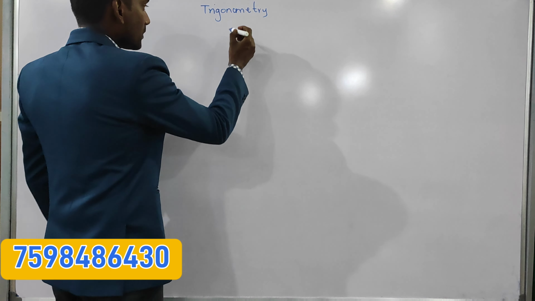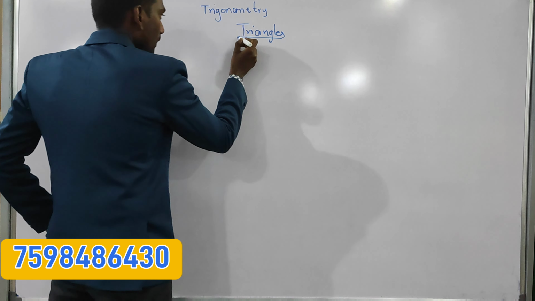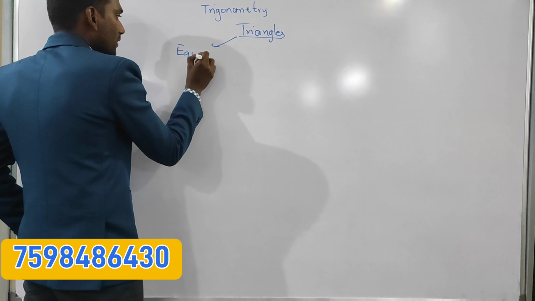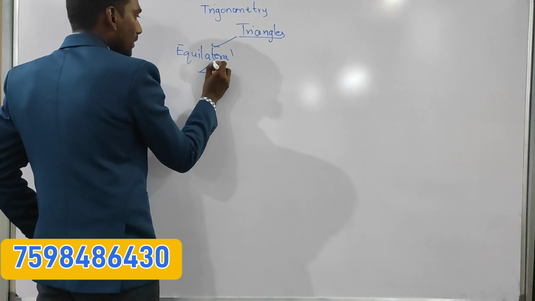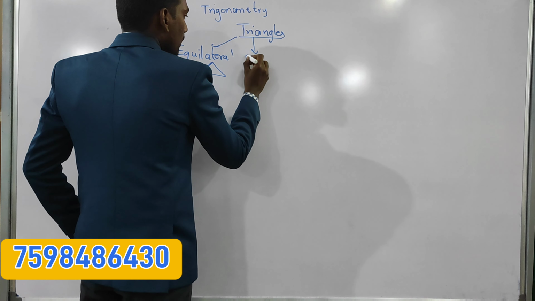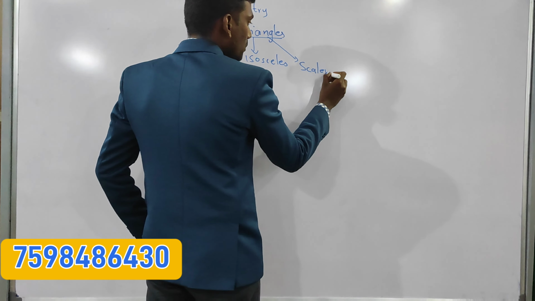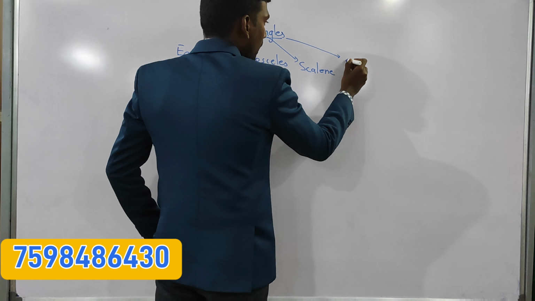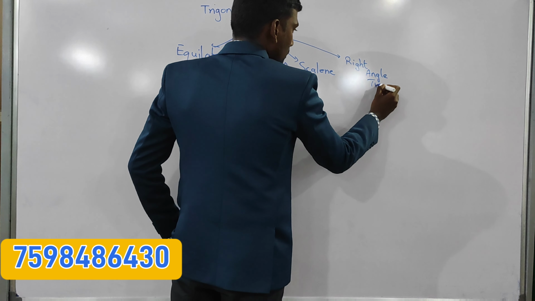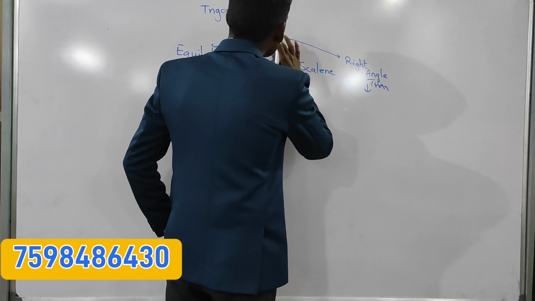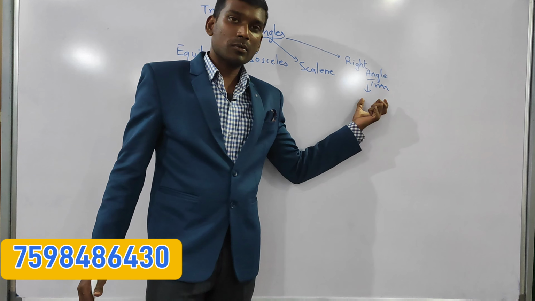Okay, so the first thing is, what are the types of triangles we know? The first triangle everyone is familiar with is the equilateral triangle. In an equilateral triangle all sides are equal and all angles are equal. Next you have the isosceles triangle. Then you have the scalene triangle, where two sides and two angles are equal. And then you have the right angled triangle. When we do trigonometry, we are concerned only about the right angle triangle.